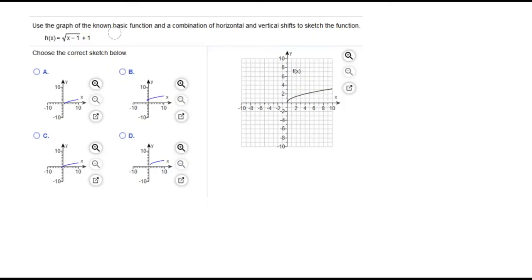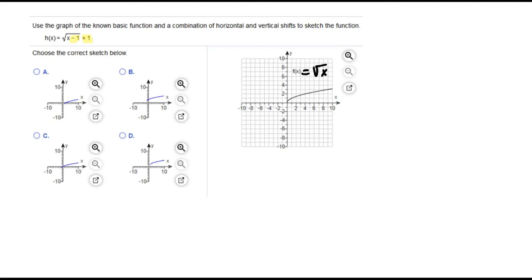Use the graph of the known basic function and a combination of horizontal and vertical shifts to sketch the function. Our function is h of x equals square root of x minus 1 plus 1. Now this is the graph of f of x equals square root x. That's the basic graph. Notice that it doesn't have this minus 1 and the plus 1. It only has the square root of x.